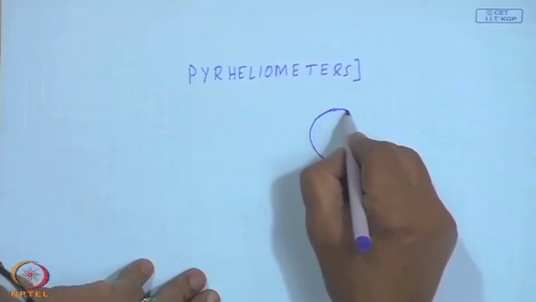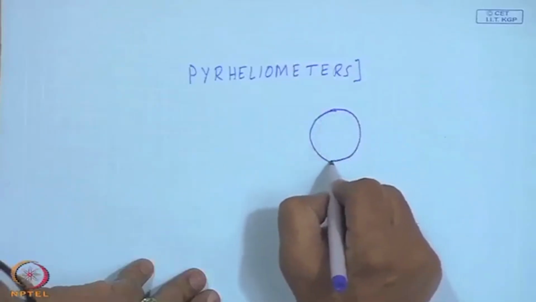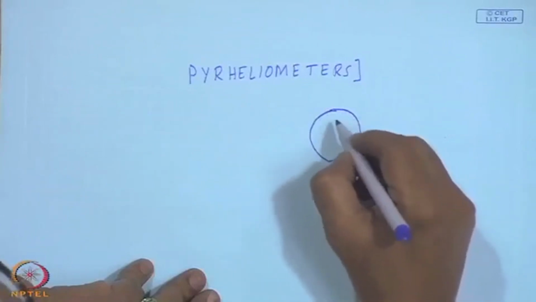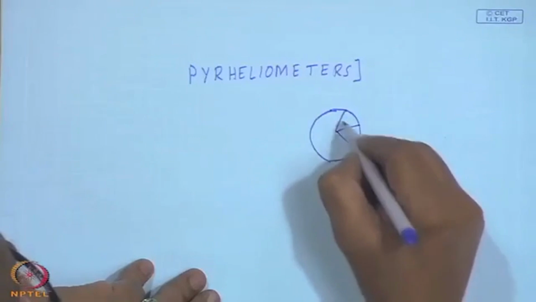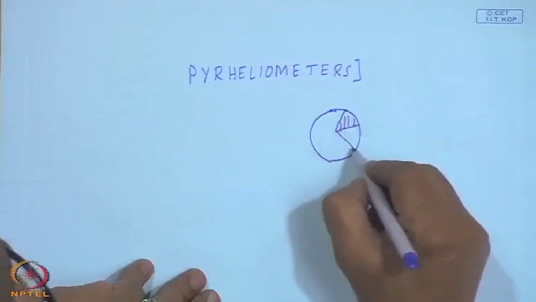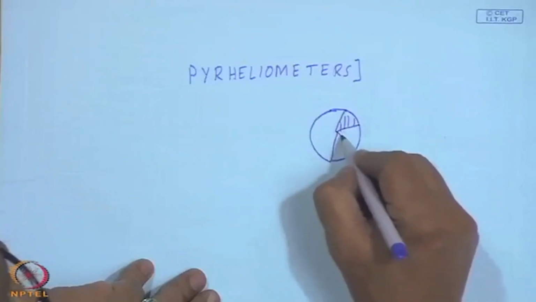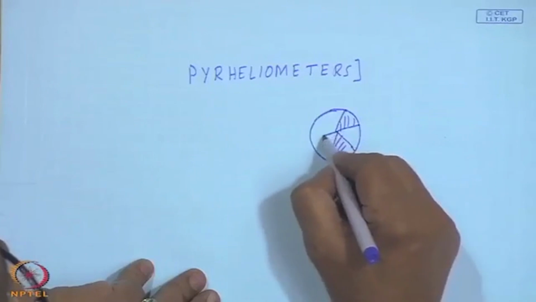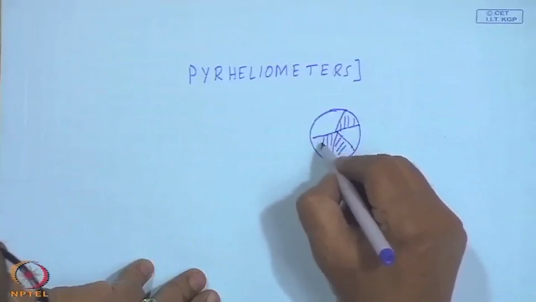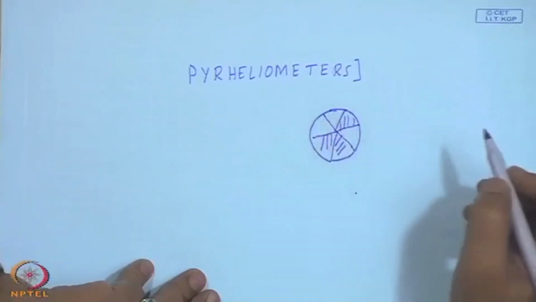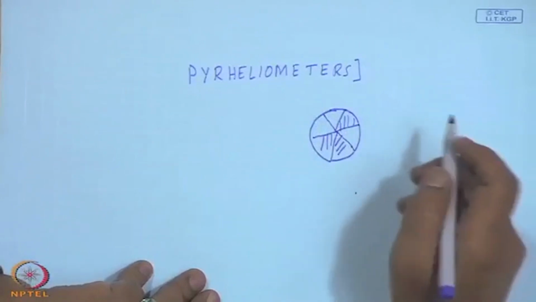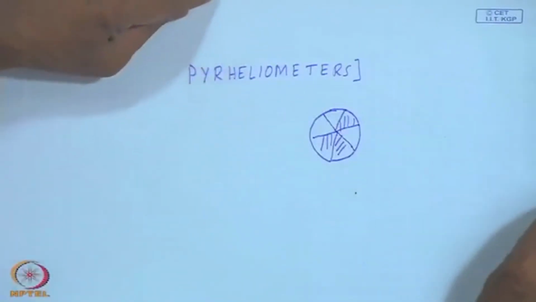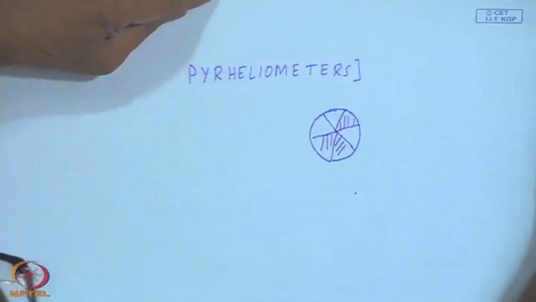Sometimes the circular disc which is brightly polished, instead of being surrounded by another black one, is alternately painted black and white or polished, so that the temperature difference between this type of sectors is measured. So, this also basically is the temperature difference between the brightly polished and black painted surface.